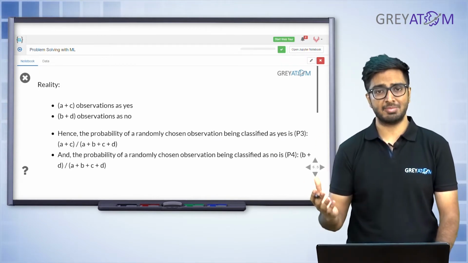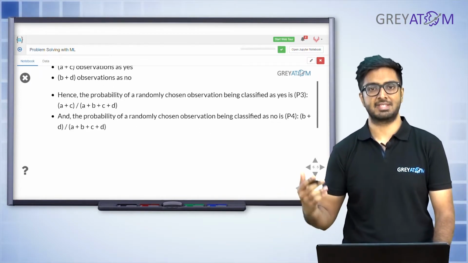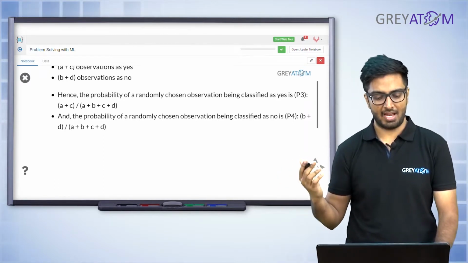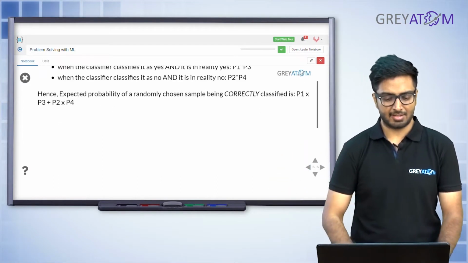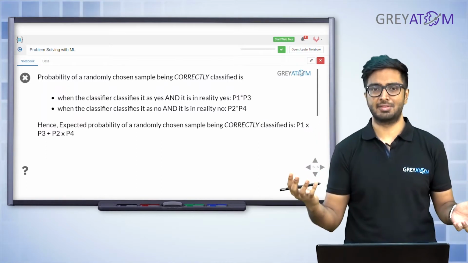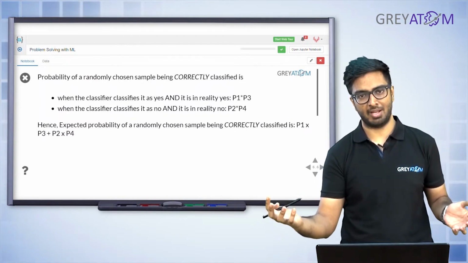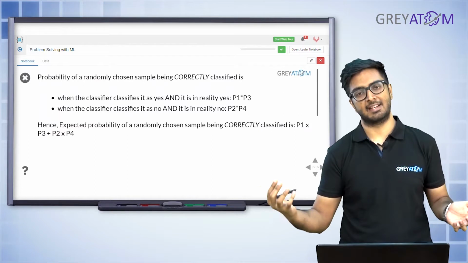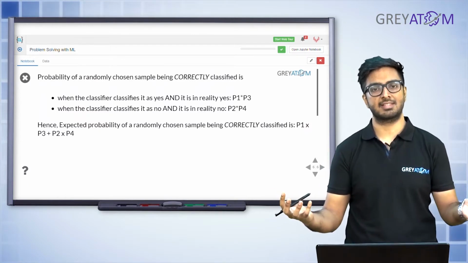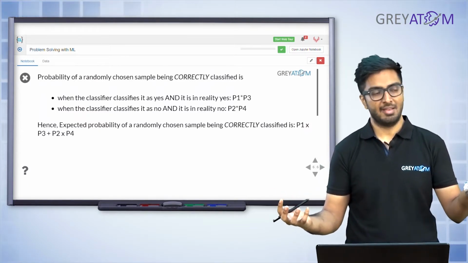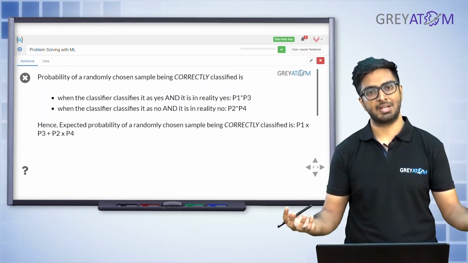Now what is the probability that given an observation it would be classified as yes? This is given by A plus C by A plus B plus C plus D for positive. The probability of being randomly classified as negative is B plus D by A plus B plus C plus D, right? So clearly, as I already explained, there are two cases that can happen here. You randomly pick up a positive instance, the probability of that is P1, and it is also classified as yes, that is P3. That is one instance when you would get a correct answer, and the other scenario where you get a correct answer is the case where you have selected a negative example, the probability is P2, and it's also classified as a negative example, the probability is P4, right?